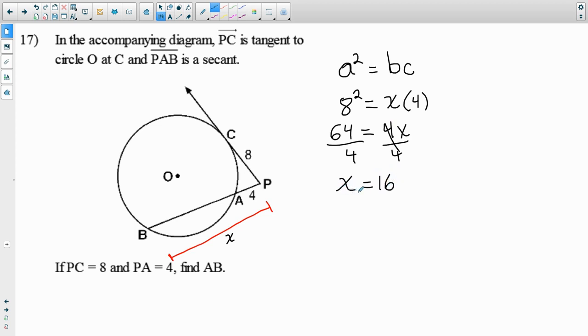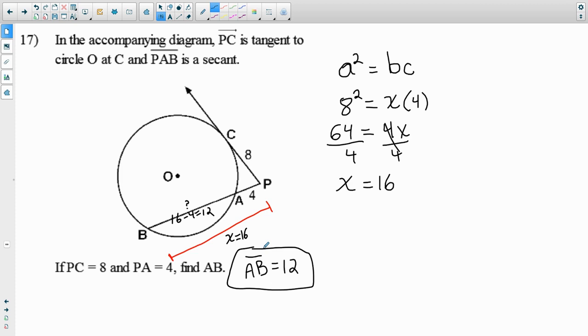Now, the only thing that's probably a little bit more complicated about my decision to make x equal to the whole secant is now that you have to remember that this is what we were looking for, AB. And now that I have x equal to 16, I now have to make one final calculation in order to find out AB. I got to take the 16 and subtract 4, which is equal to 12. So I have to write AB is equal to 12. So that's the only tricky part there.